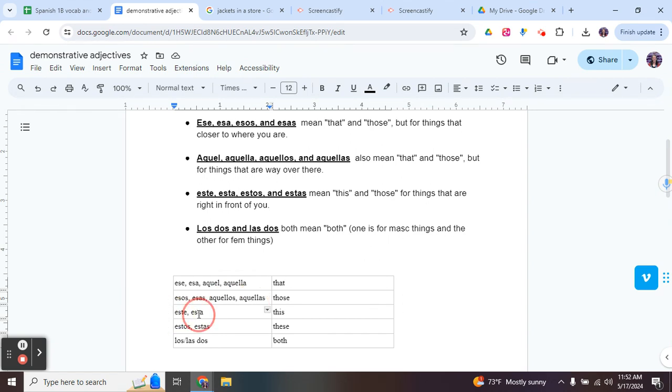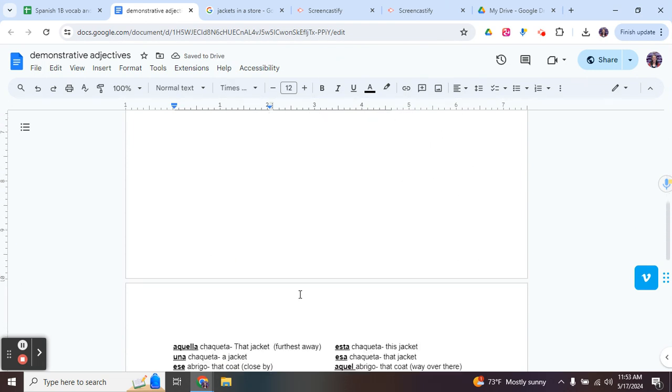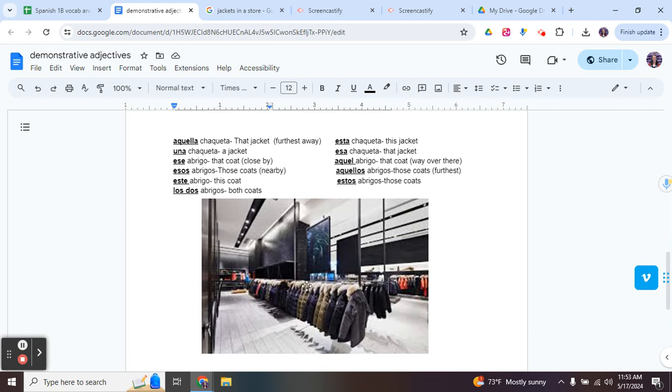Este and esta mean this. Notice when it means this, there's no accent on the A. When it means he is or she is, you'll see an accent there. Estos, estas, los dos, or las dos. Okay, now when you're actually using them, I'm going to use this chart and this picture of coats to show you, because this is actually one of your vocab for this unit, so that'll help you.